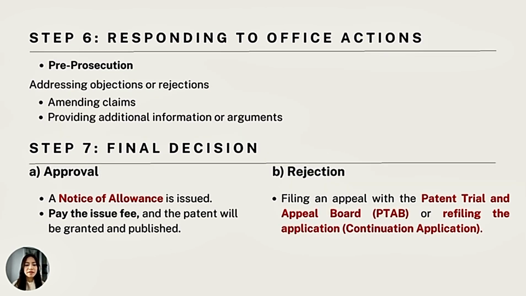So for step 6, responding to the office action: if there has been an office action, you can address any objections or rejections by amending claims or providing more information on your invention and also more arguments. After that, at the final decision, your patent is either approved or rejected. If it's approved, then a notice of allowance will be issued, and then you pay the required issue fee, and the patent will be granted.